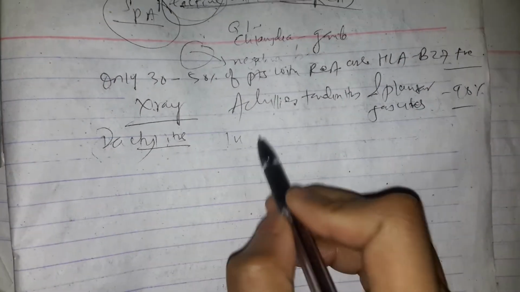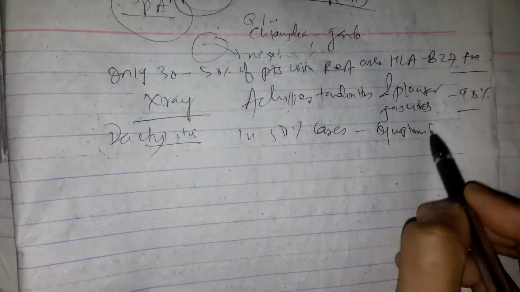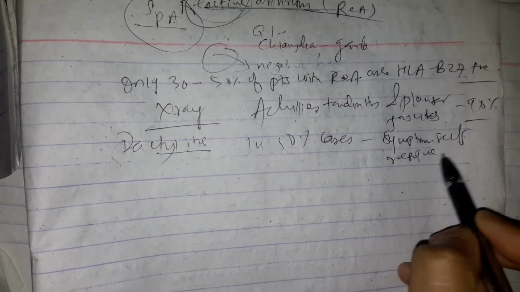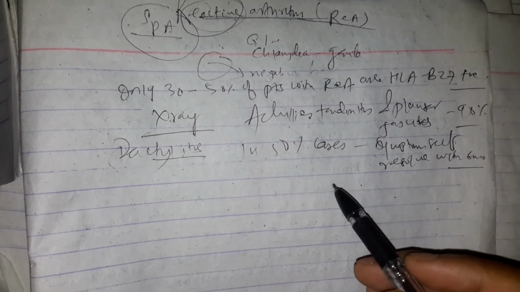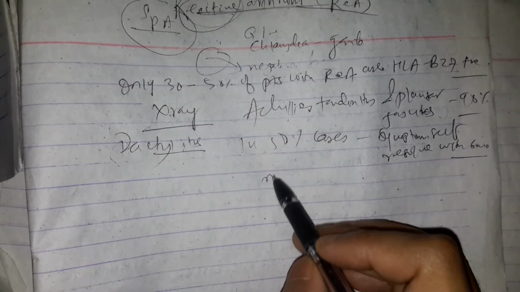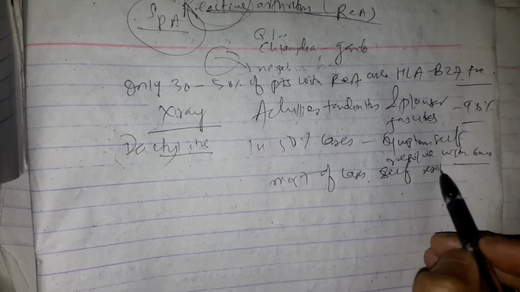In about half of patients, symptoms self-resolve within 6 months. In 50% of cases, symptoms self-resolve within 6 months. Okay, about half of patients, and most of the cases self-resolve within a year, and most cases self-resolve within 1 year. Okay, and with a small proportion converting to chronic disease.